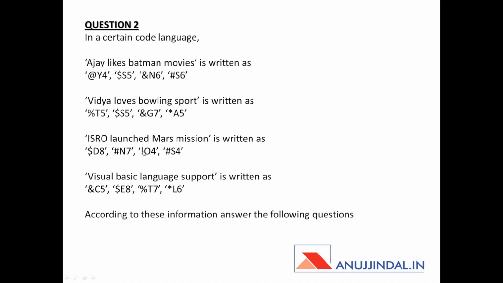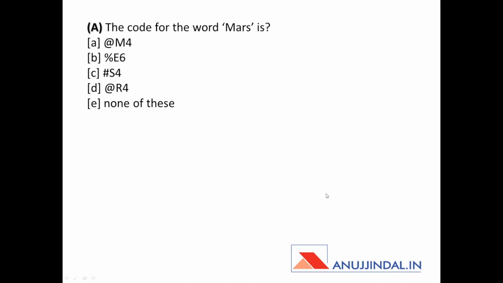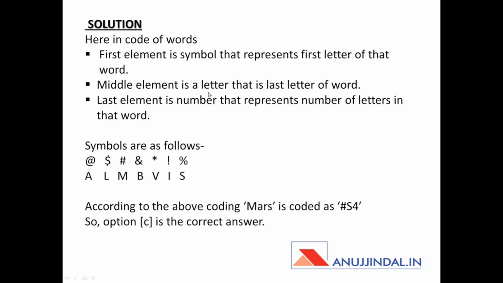There is a third statement, ISRO launched Mars mission is written as this. And the last statement says Visual Basic Language Support is written as these. Four codes are given. So now we are given 4 statements and there are codes for each statement, and we don't know which code stands for which word. Now the question says, according to this information, answer the following questions. The question says the code for the word Mars is, we have to find the code for the word Mars. Options are given. Now let's see the solution.